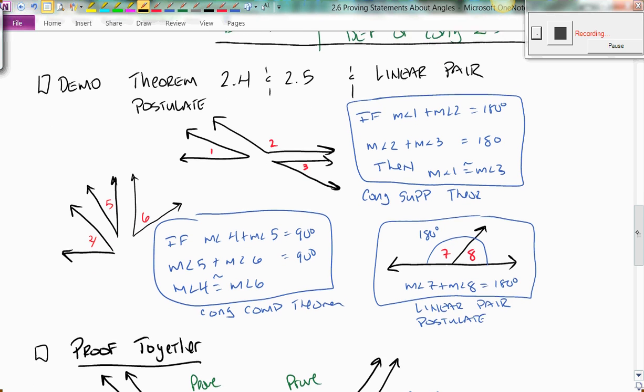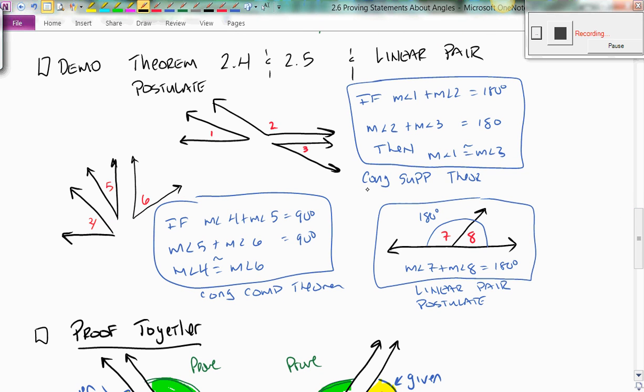Then I did a little demonstration of the congruent supplements theorem, the congruent complements theorem, and then the linear pair postulate. I brought up GeoGebra, and we took a look at that. So we went over theorems 2.4, 2.5, and the linear pair postulate. The most important one was probably this one right here. It says that if two angles are adjacent to each other and form a linear pair, then their sum has to be 180 degrees.